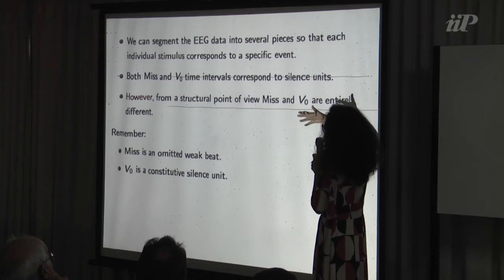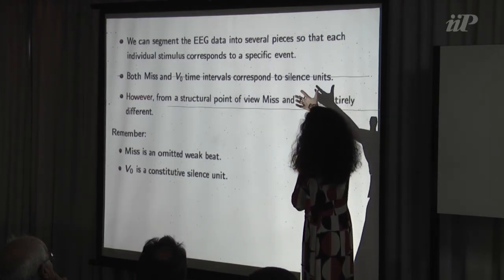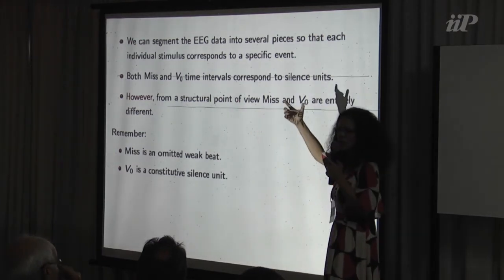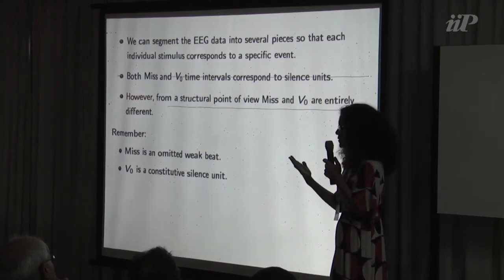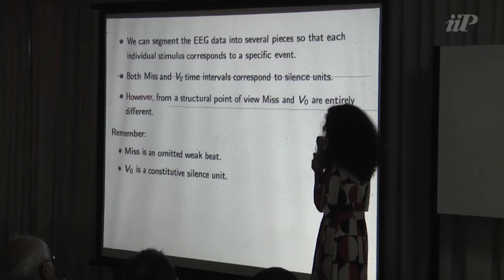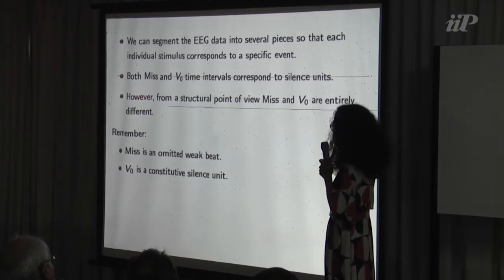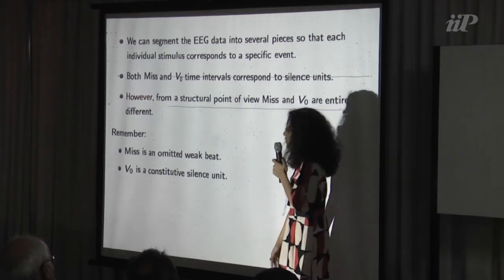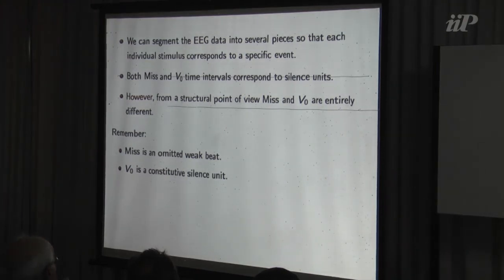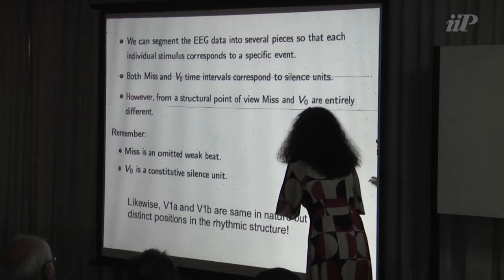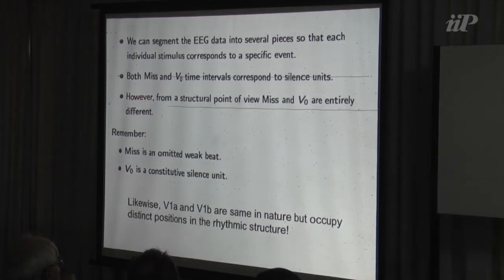And now just a little flavor on the comparisons we started to do. For instance, if you think in terms of MIS and V0, which is the constitutive silent unit, both of them are physically silent for the subject. I mean, he doesn't hear any information at this moment. But from the structural point of view, these two stimuli are entirely different. MIS is an omitted weak beat, and V0 is a constitutive silence unit. As the INN colleagues have shown, you have a distinct processing for the omission of the omitted beat. Likewise, when you think in terms of V1 and V2, they are the same in physical nature, but they are physically occupying distinct positions in the rhythmic structure.